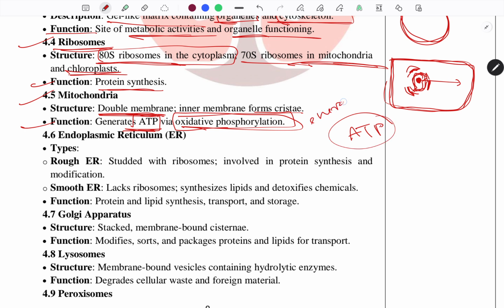ATP is the energy currency of the cell. So in cells, ATP is the form of the energy which will be exchanged. If someone says energy is produced in the cell, then ATPs are produced in that particular cell. So energy is produced as ATP. ATPs are produced in the mitochondria via oxidative phosphorylation. Remember this word, oxidative phosphorylation.